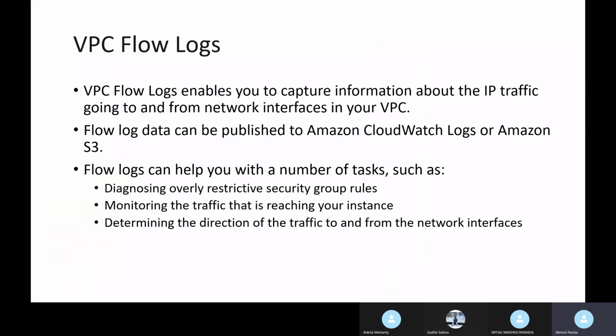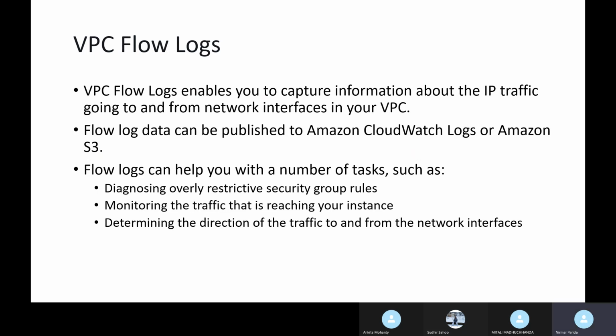So next is VPC flow logs. VPC flow logs enable you to capture information about the IP traffic going to and from network interfaces in your VPC. Basically, a VPC flow log is the log files of the traffic going out of or coming into your VPC. Flow log data can be published to Amazon CloudWatch Logs. For that, you need to create one S3 bucket and provide it. So all the logs will be captured for your VPC.